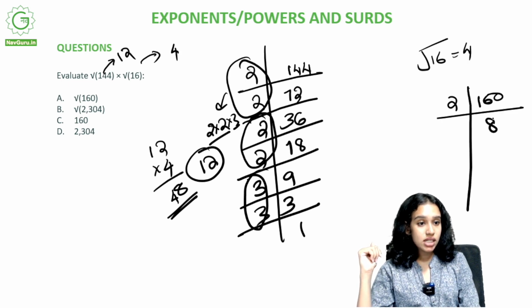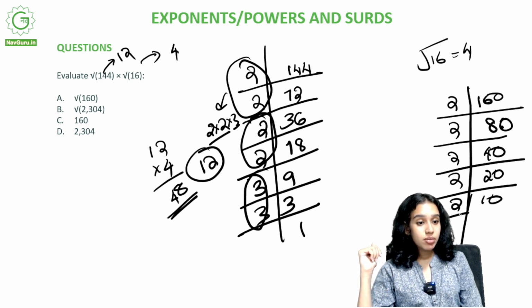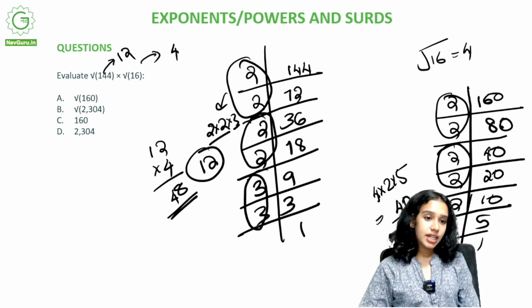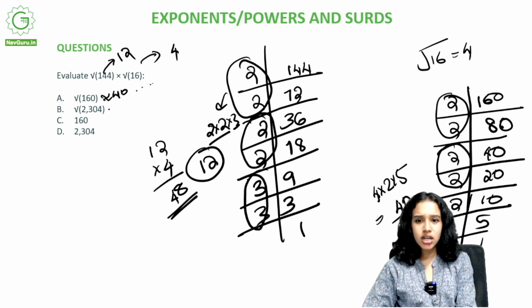2, 8 2s is 16, 0, 2, 40, 2, 20, 2, 10, again by 2 we get 5, 5 and 1. So we have 2 into 2, which is 4 into 2 into 5. So we have 20 into 2, 40, right? So we have around 40 here, 40 point something it would be there, but it's around 40, right?